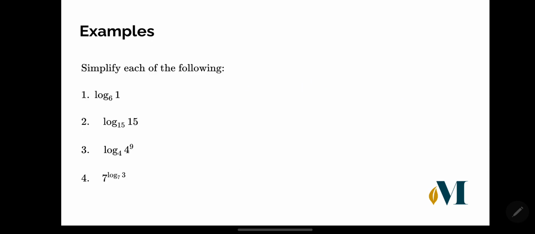Okay, this video is getting lengthy, but it's good discussion. So let's look at these. Log base 6 of 1. So what power do we raise 6 to, to get 1? We raise it to the power of 0. So this equals 0, since 6 to the power of 0 equals 1.